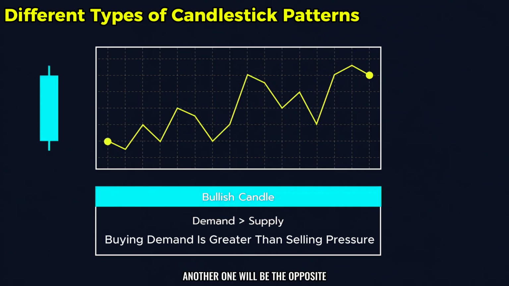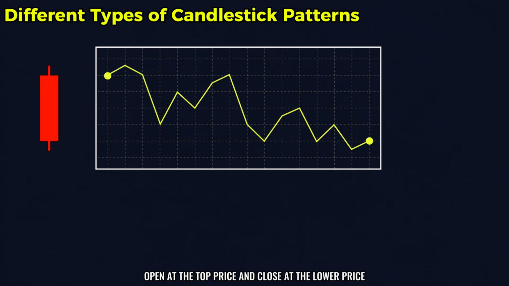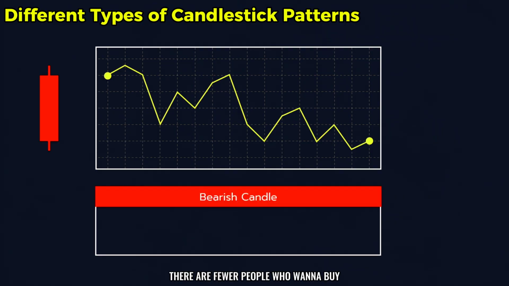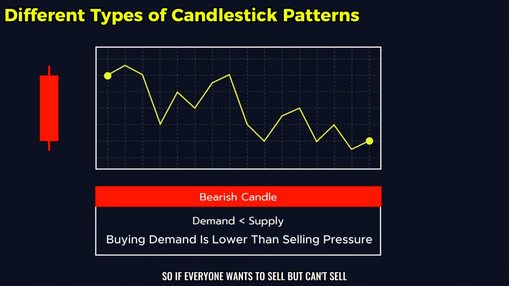Another one will be the opposite. It's a market going down. Open at the top price and close at the lower price. Now we call it bearish candle, which means there is less demand than supply. There are fewer people who want to buy, but there are more people who want to sell. So if everyone wants to sell but can't sell, what should we do? We have to cut the price, right? We have to compete to reduce the price. Therefore, those who sell later have to sell at a reasonable price. But if you want to sell, you have to accept to reduce the price. Therefore, the overall price of the market will drop.